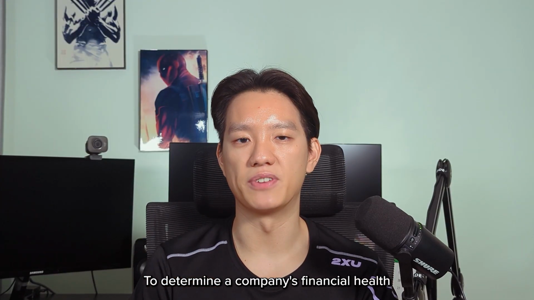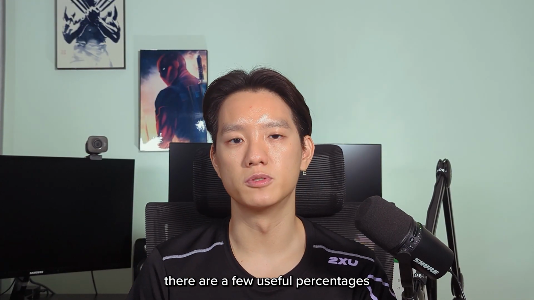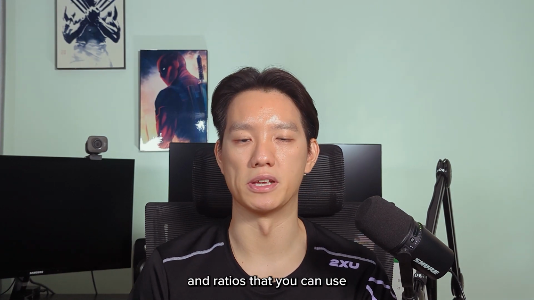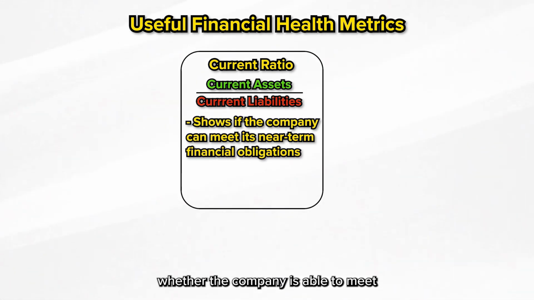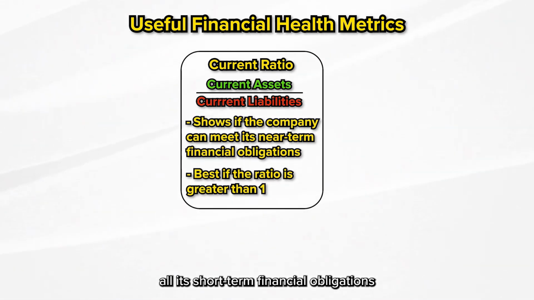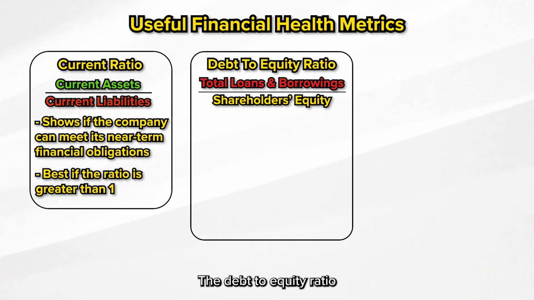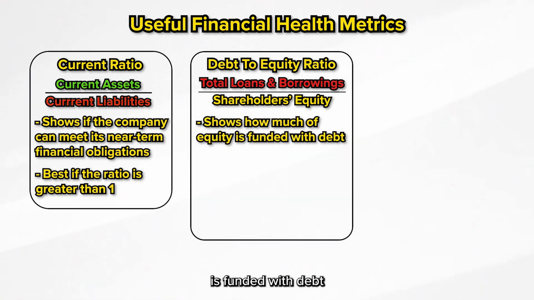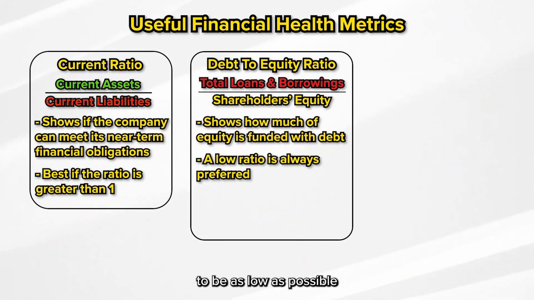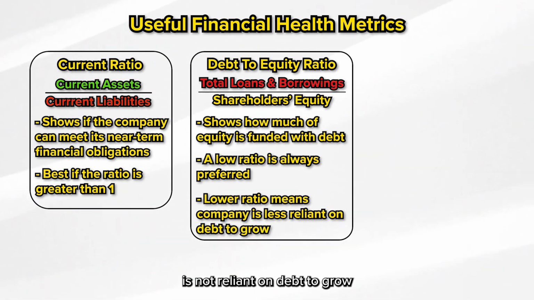To determine a company's financial health, there are a few useful percentages and ratios that you can use. As covered earlier, the current ratio shows whether the company is able to meet all its short-term financial obligations. The debt to equity ratio shows how much of the company's equity is funded with debt. You will definitely want this amount to be as low as possible because it means that the company is not reliant on debt to grow shareholders' equity.